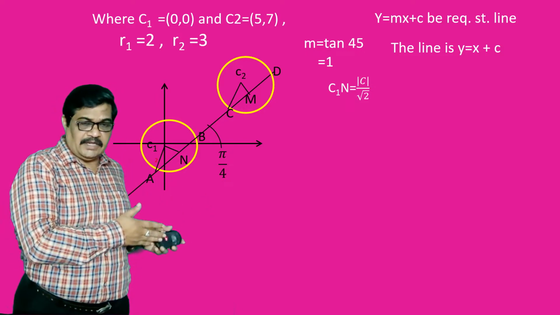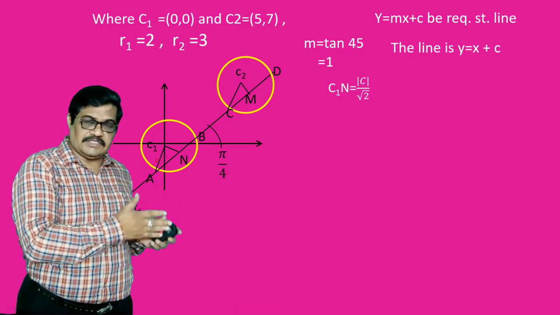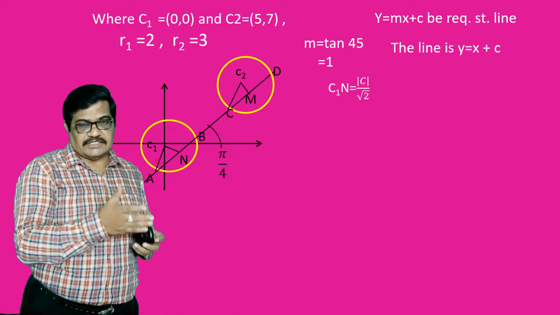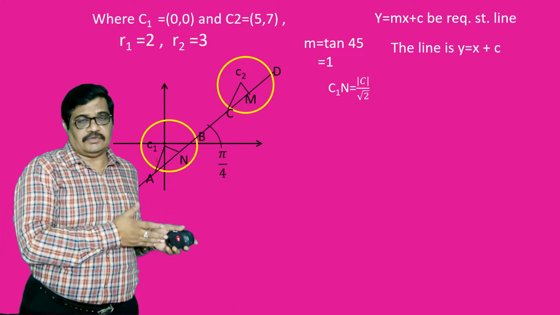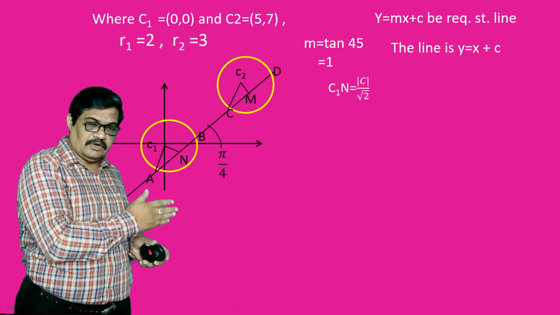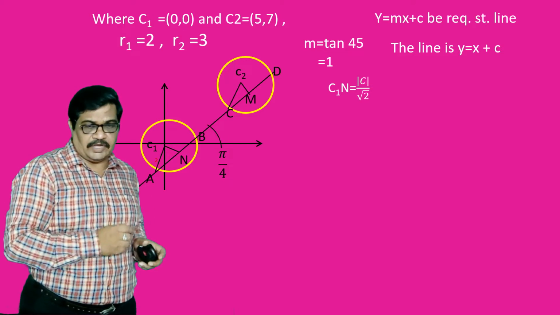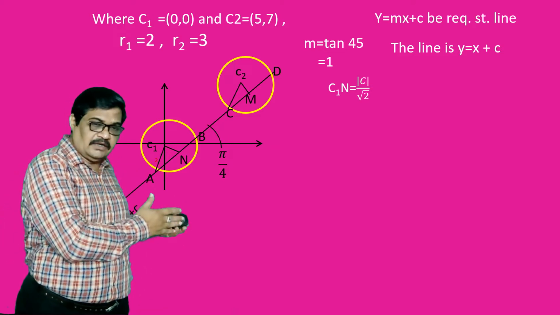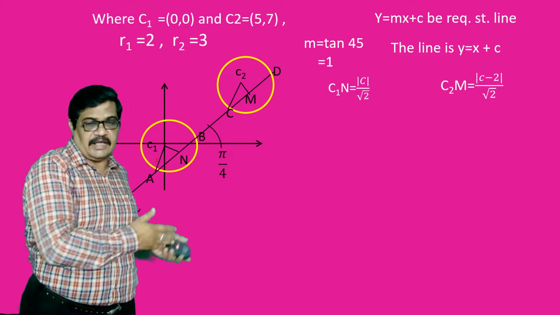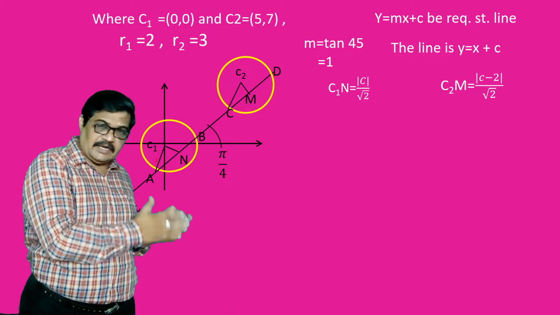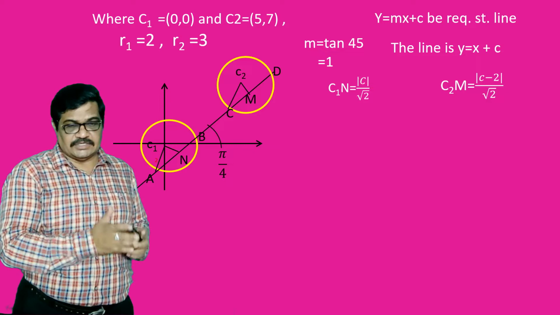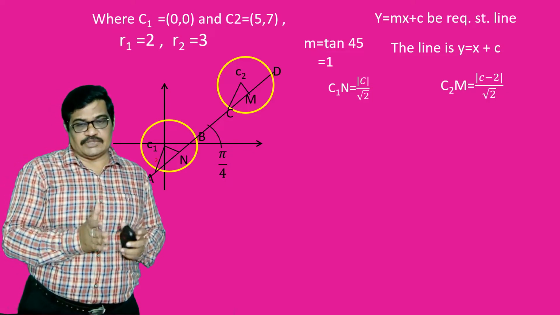Now we are getting that C1N is the perpendicular distance. What is C1? C1 is (0, 0), and the line is y = x + c. So using the distance formula we are getting C1N is |c| by root 2. Next, similarly, we have to find C2M from the diagram. C2M is the perpendicular distance from C2 to the line. So we are getting C2M is |c − 2| by root 2.